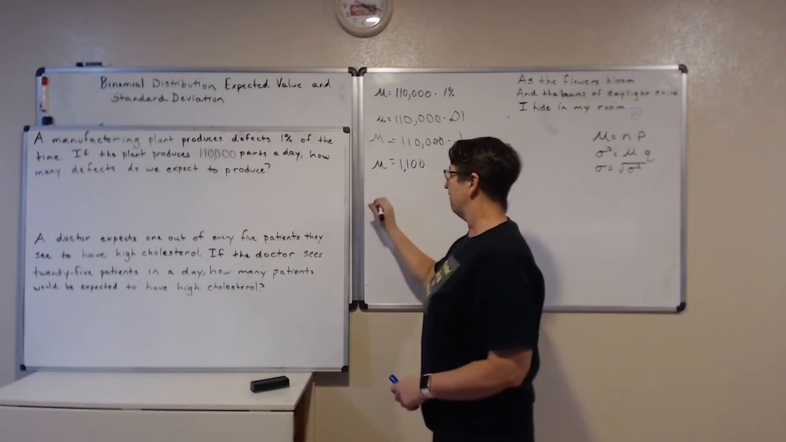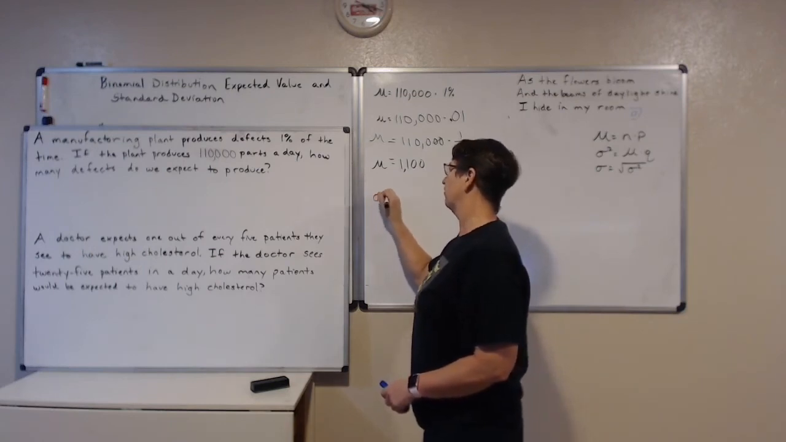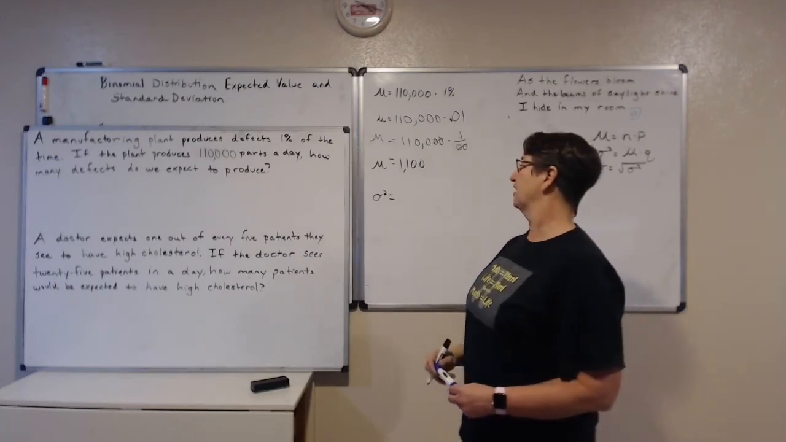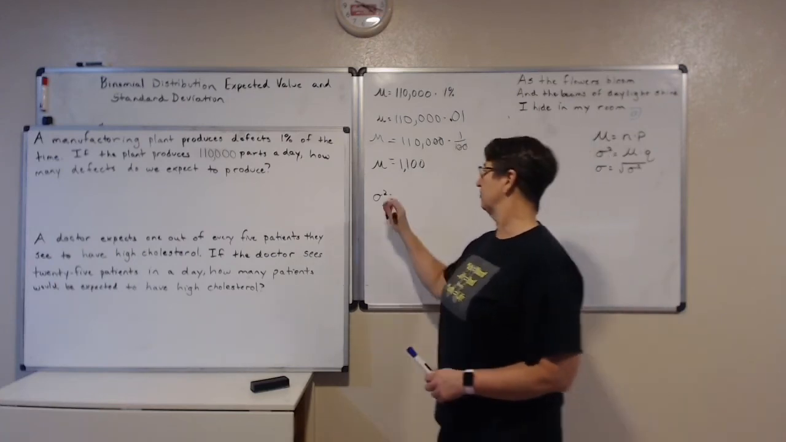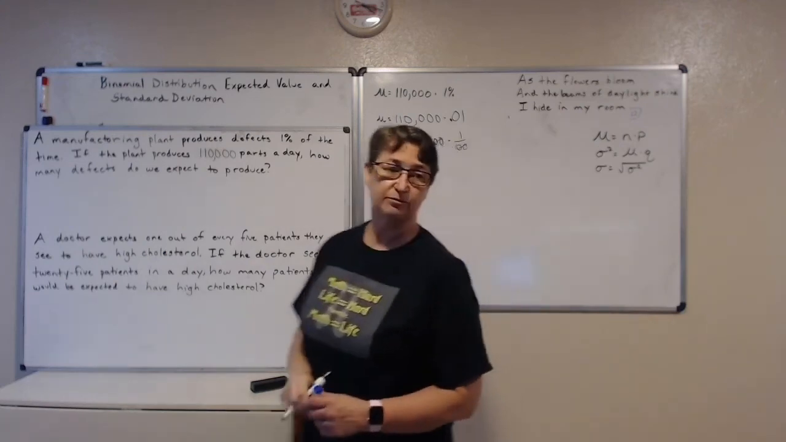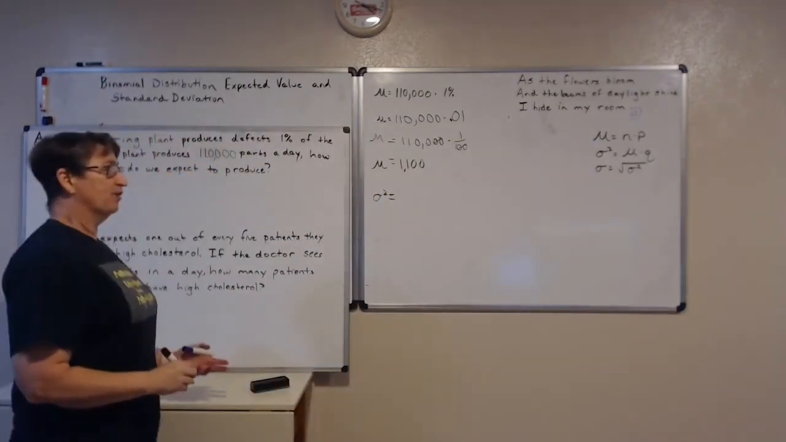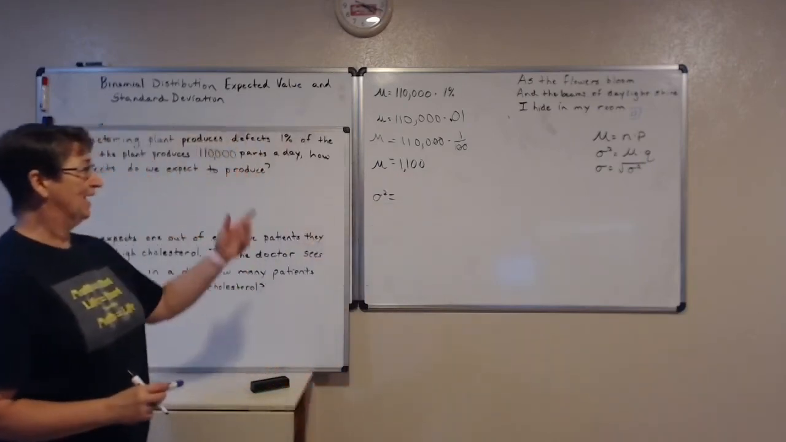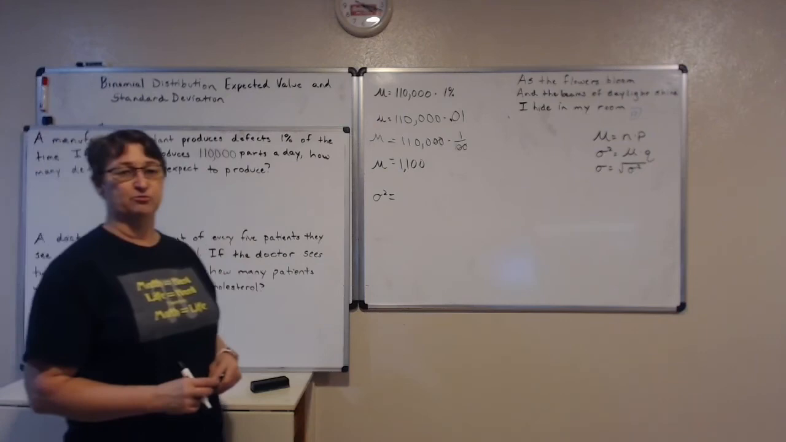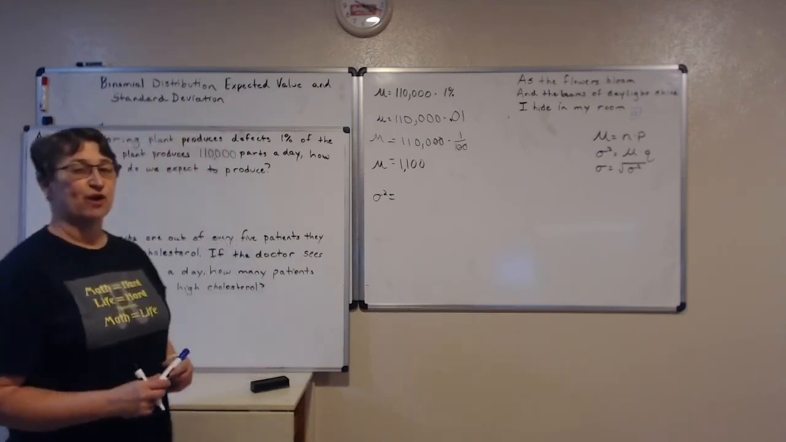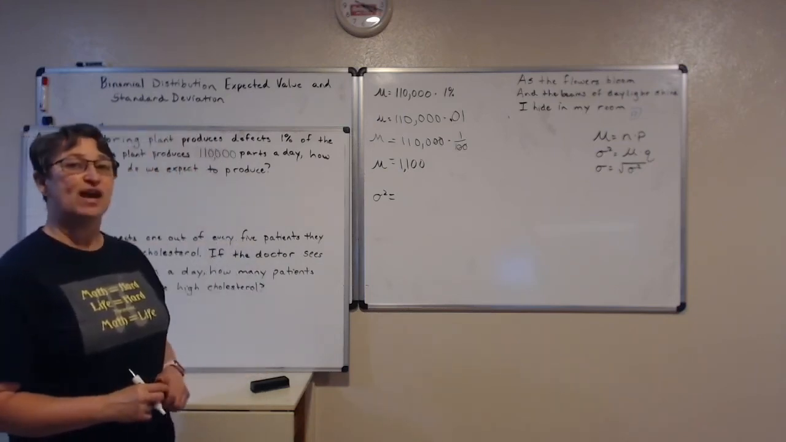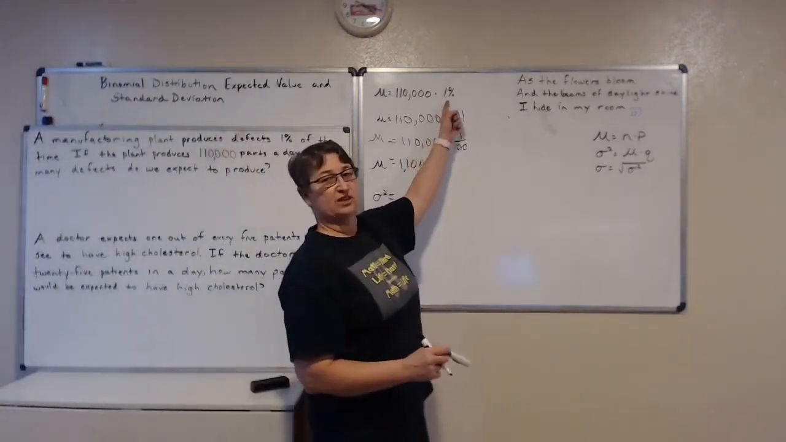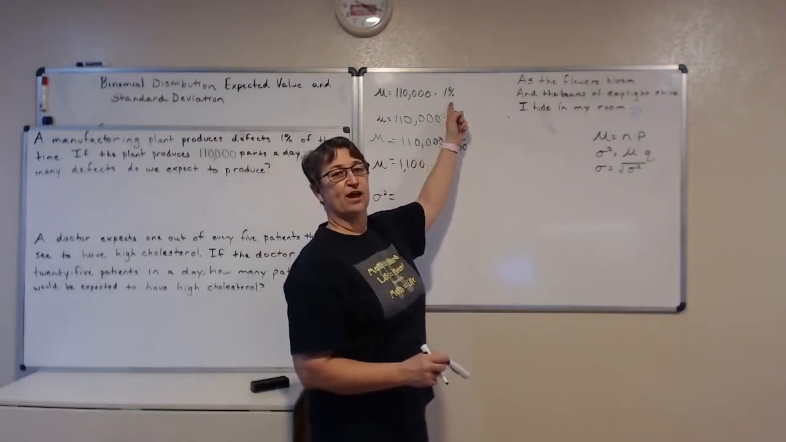Now, what is the variance? So what's my variance going to be in this particular plant? How much is that going to vary? For the variance, all I do is take that mean, or my n times p, and multiply it times my q. So we have to figure out what is our probability for failure. If my probability for success is 1%, what's my probability for failure?